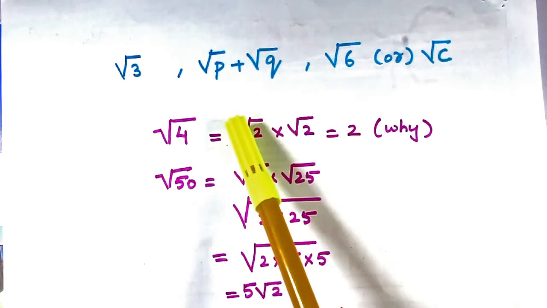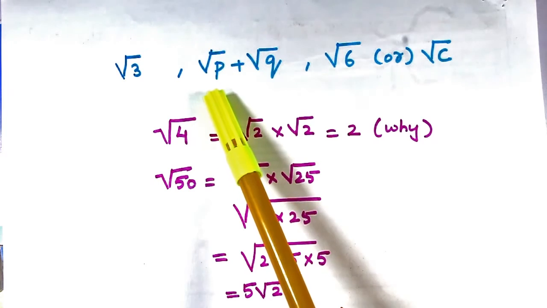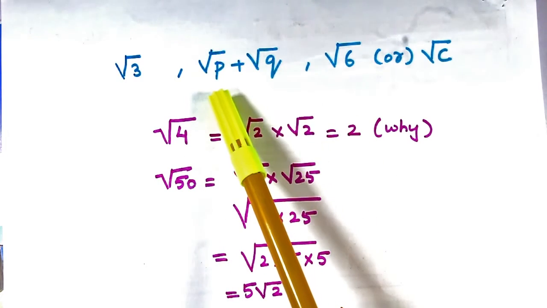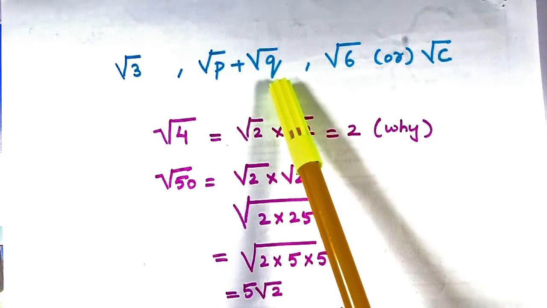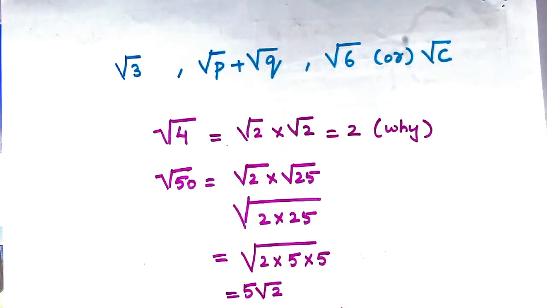Now we have another type of number, that is, a prime number under root plus some other number. And you know that when we add a rational number to an irrational number, it will give you an irrational number. That is a basic thing that we have to keep in mind.